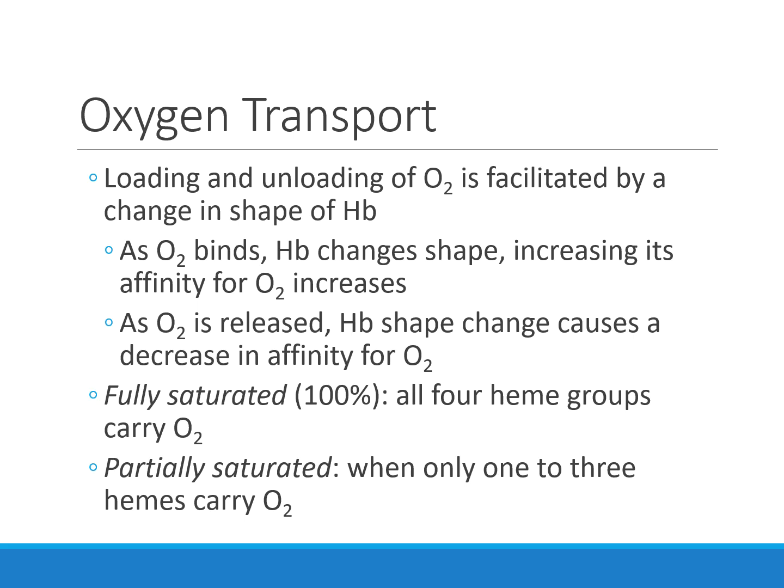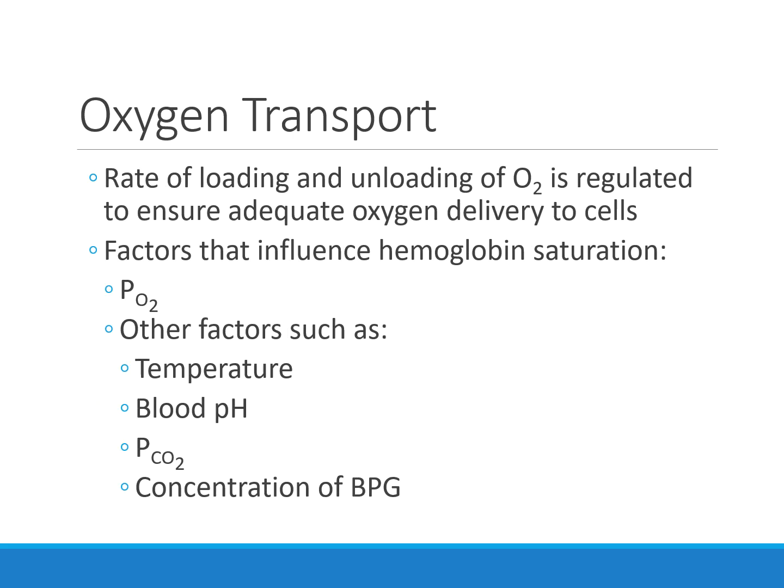If all 4 heme groups are carrying oxygen, we say that that hemoglobin molecule is fully saturated. If not, it is considered partially saturated if only 1 to 3 of the hemes are carrying an oxygen. The rate of loading and unloading is regulated to ensure that we have adequate oxygen delivery to the cells. The factors that influence the hemoglobin saturation are the partial pressure of oxygen, temperature, blood pH, the partial pressure of carbon dioxide, and the concentration of BPG.